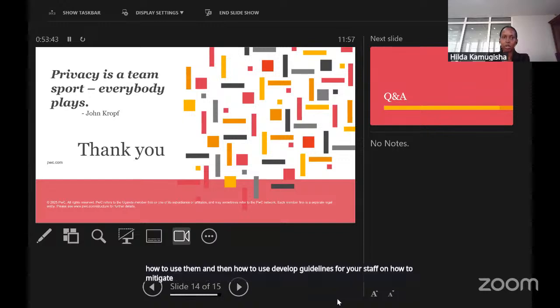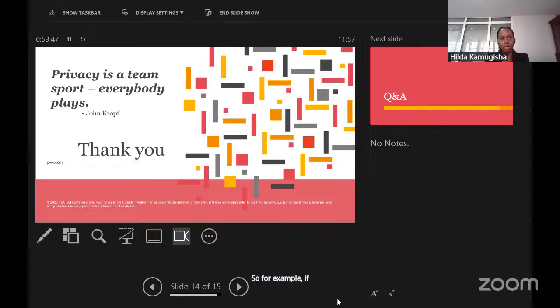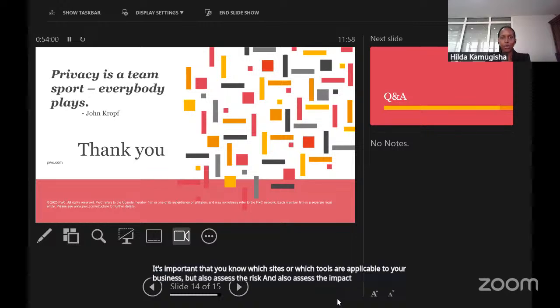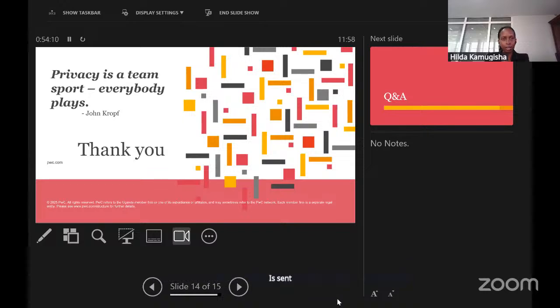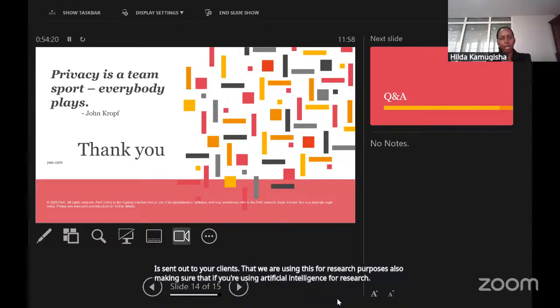So for example, if your team is using artificial intelligence for research, it's important that you know which sites or which tools are applicable to your business, but also assess the risk and also assess the impact on your staff for purposes of making sure that if there's any adverse risk, the right communication is sent out to your clients, that we are using this for research purposes, and also making sure that if you're using artificial intelligence for research, you know what kind of information is going in there. For example, I would not expect personal information or personal data to go through the research engines that you're using, that artificial intelligence.